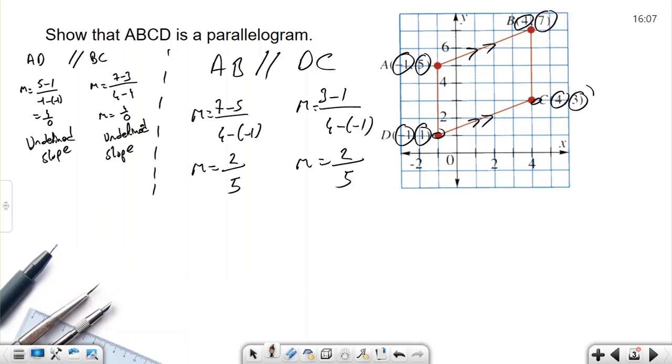As you see, AD is parallel to BC, and AB is parallel to DC, so that shape is a parallelogram. That's how we decide by checking the slope.